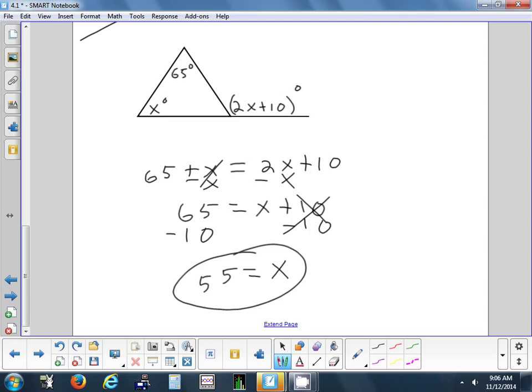We don't have to label it as degrees because it already has the degree symbol there. X is 55. The degree symbol is already in the diagram. Any question on that one?